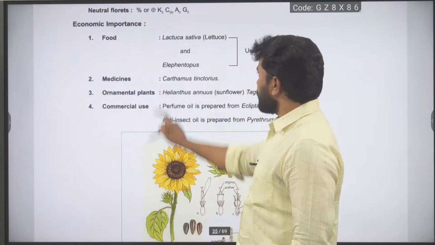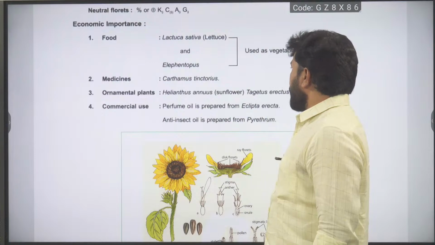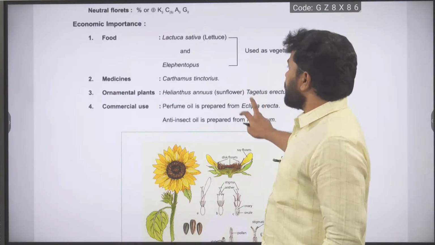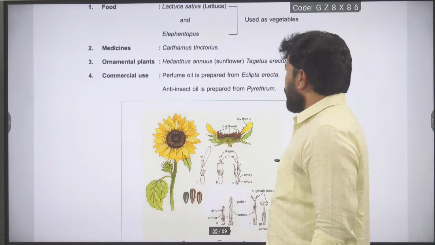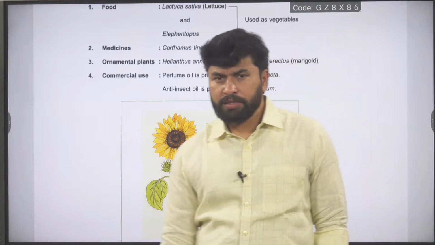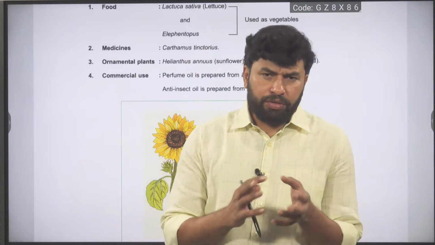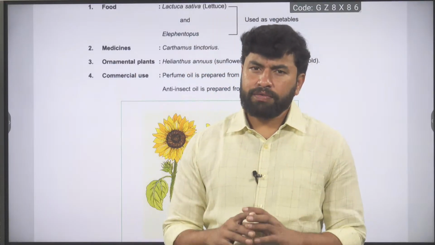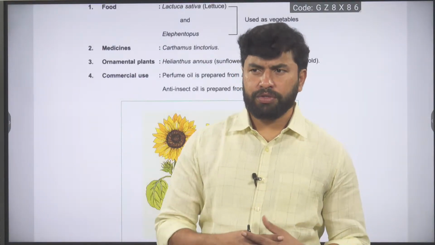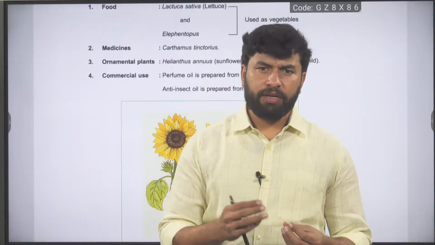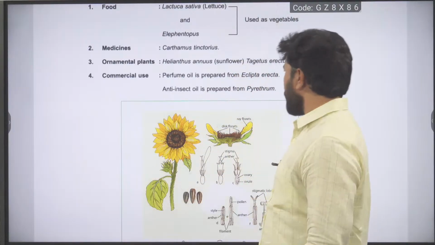Economic importance. Food. Lactuca sativa, lettuce. Elephantopus. They are leafy vegetables. Carthamus tinctorius is one variety. Carthamus tinctorius was used once upon a time as an alternative to saffron. It has so many medicinal uses. Once upon a time it was used very often, and they even took it in the form of tea or some kind of herbal medicines. But nowadays it is outdated.